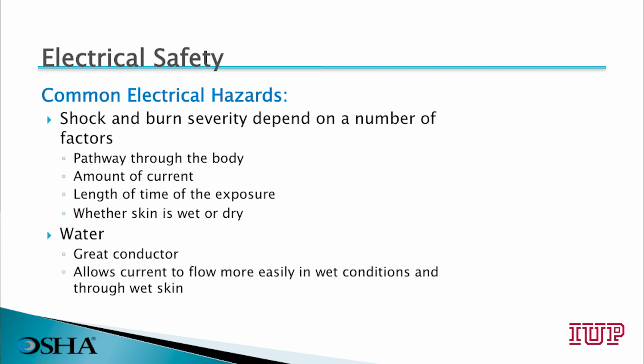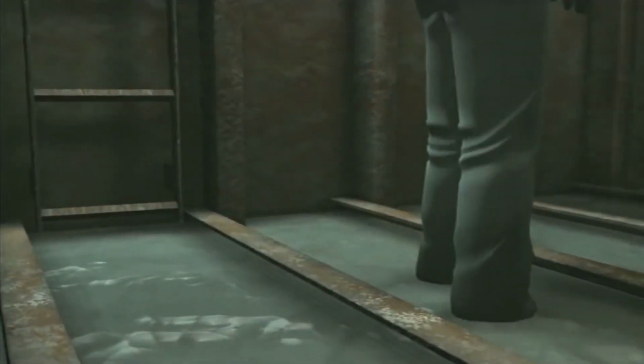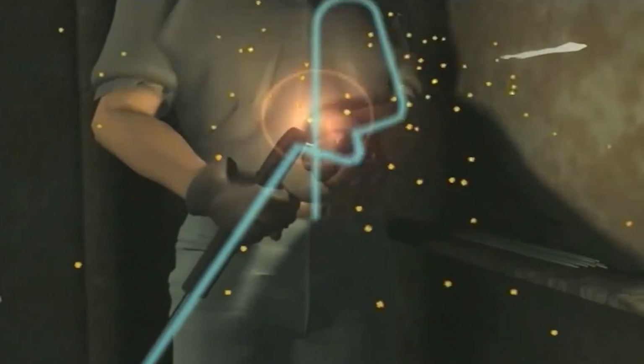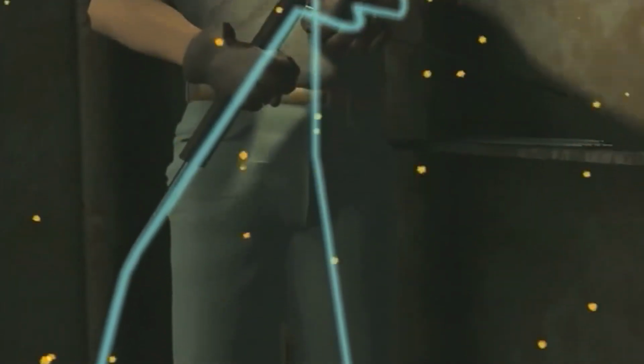Shock and burn hazard severity depends on several factors. This includes a pathway through the body, the amount of current traveling through your body, the length of time of that exposure, and whether your skin is wet or dry. When it comes to water, you need to remember, water is a superconductor. It allows current to flow more easily in wet conditions and across wet skin.